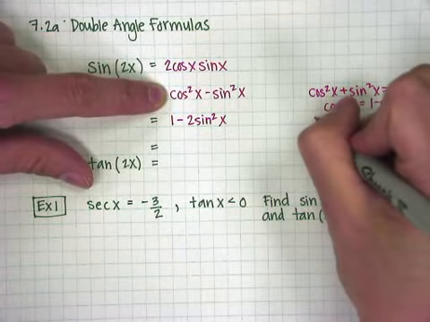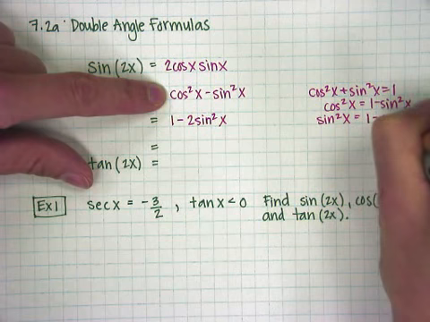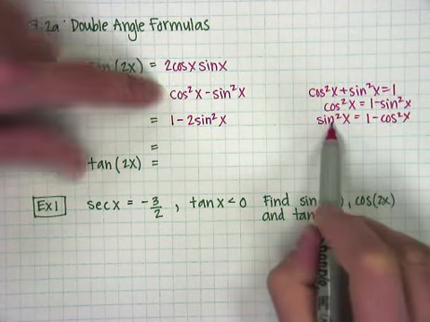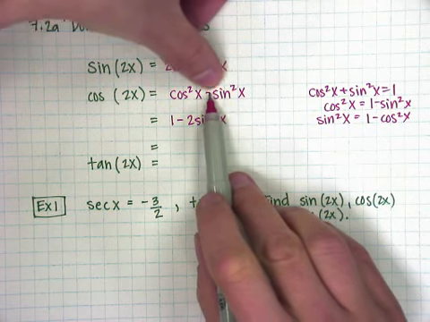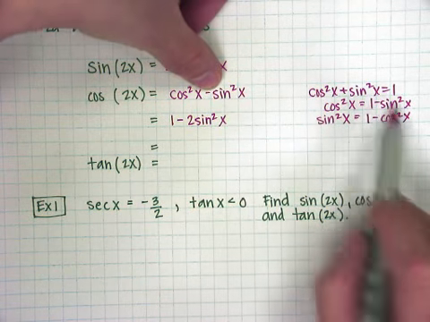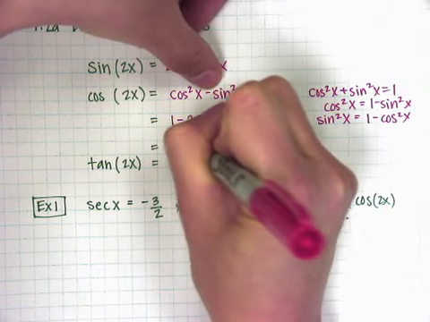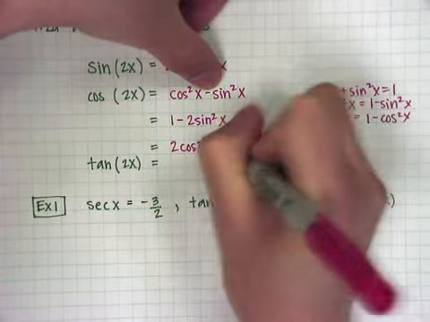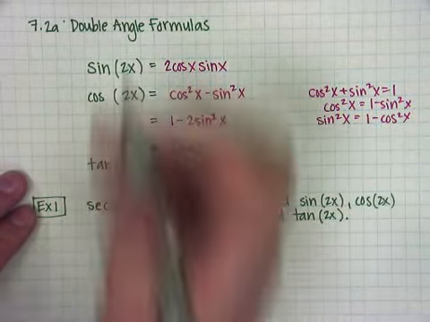Or I can do the same thing if I get sine squared by itself. We know sine squared of x equals 1 minus cosine squared. So if I subbed that in for sine squared, I would have a minus 1 and a minus a negative cosine squared, which would make a positive. So I would have 2 cosine squared x, and then minus 1. So there are 3 versions of the cosine of 2x formula.